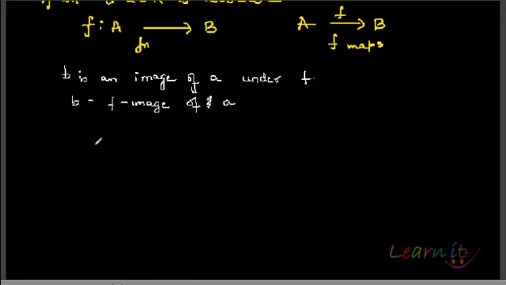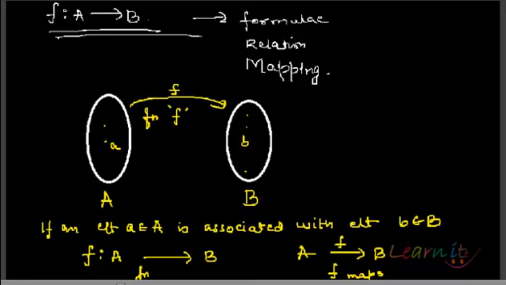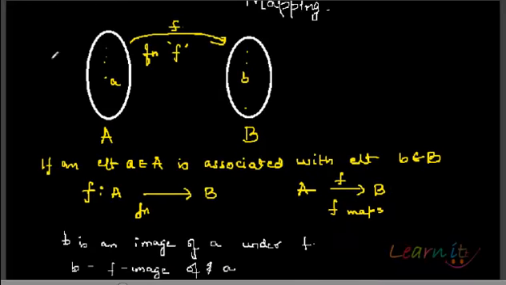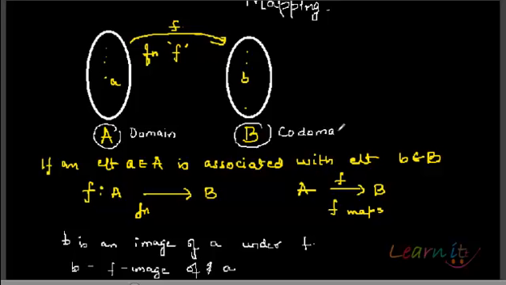Now what are all these a's? These are in the input set. All these a's are in the input set A. Now this set A is called the domain. Domain is essentially the input set. And all these b's are the output. That is known as the codomain. The set B is known as the codomain.